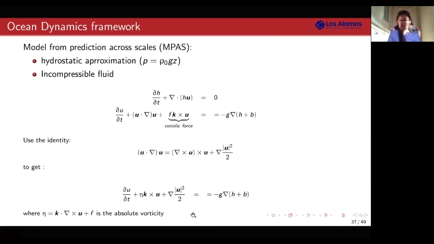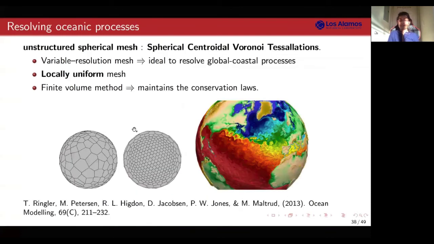Okay, so these are the equations. These are two equations that we use. And these are some details on the mesh. Basically, we use a variable resolution multiscale mesh. This is multiscale because it resolves the processes at different scales in the ocean.